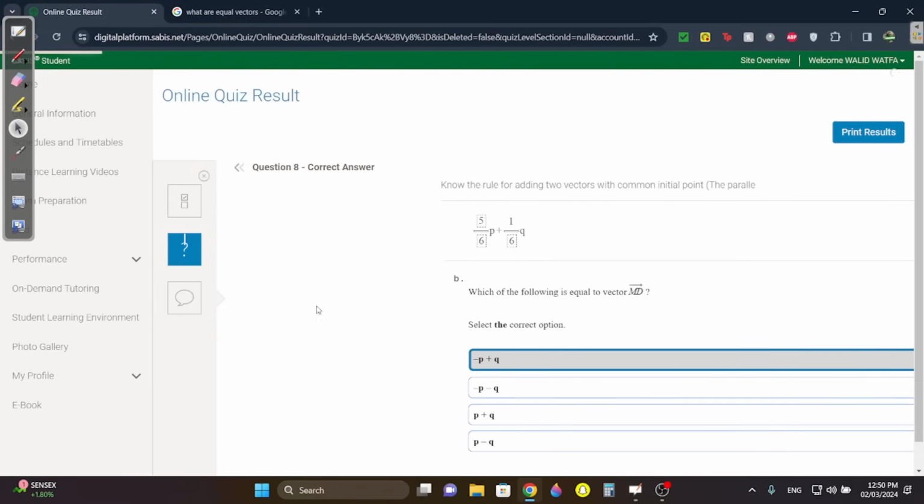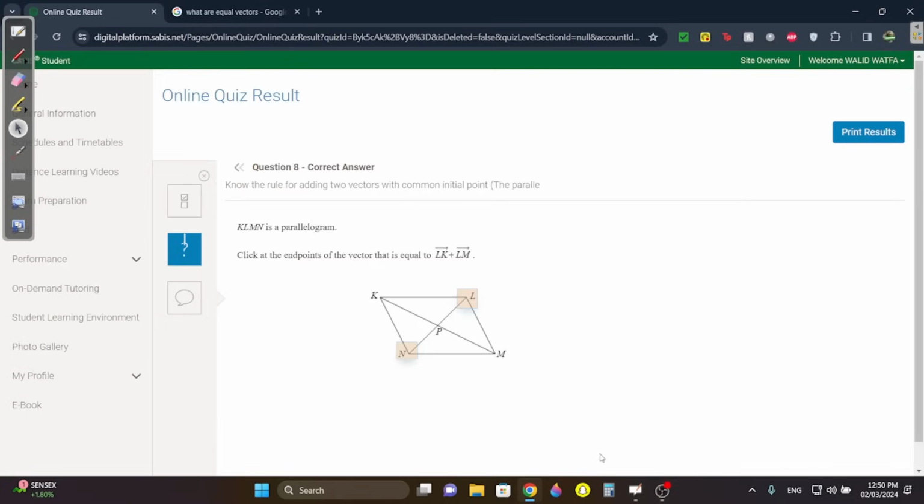Question 8. What is equal to LK plus LM? Okay, LK is this. LM is this. It's in the book, the parallelogram method. The parallelogram method states that if you add two vectors having the same initial point, the sum will be the vector in between them. This is actually the sum.